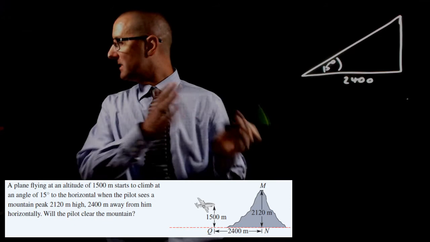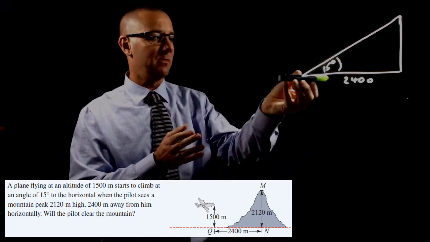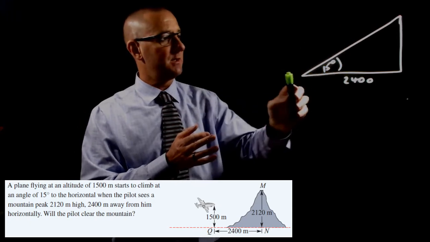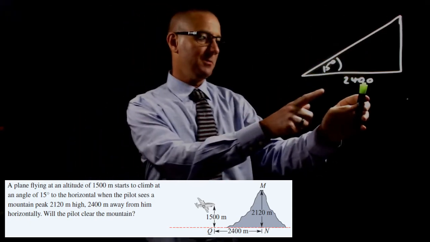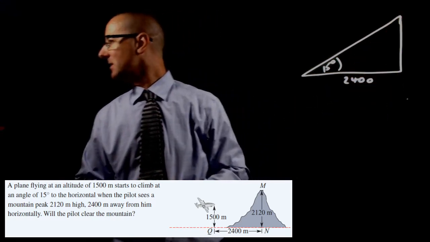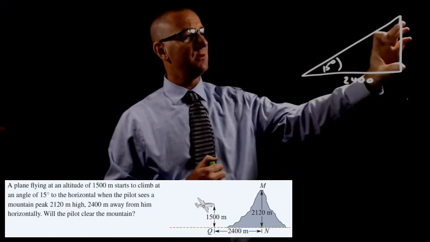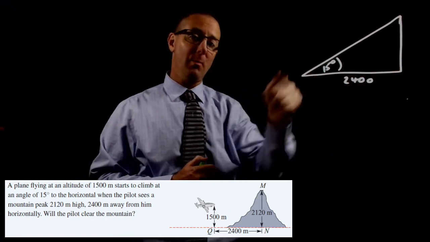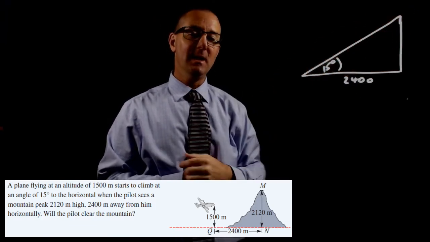And it starts to climb. So it's climbing at an angle of 15 degrees to the horizontal. So this is going to be the path of the plane. Now it sees in the distance, 2,400 metres off, a mountain. And the mountain is 2,120 metres high. Now that is not this distance here. What we're trying to calculate is whether or not the plane will actually clear the mountain.